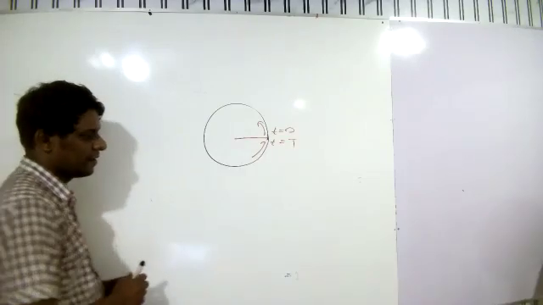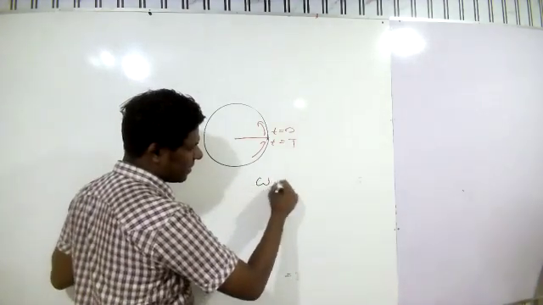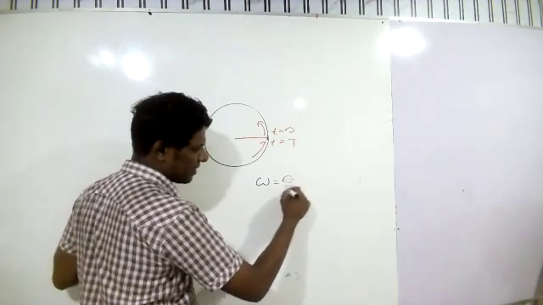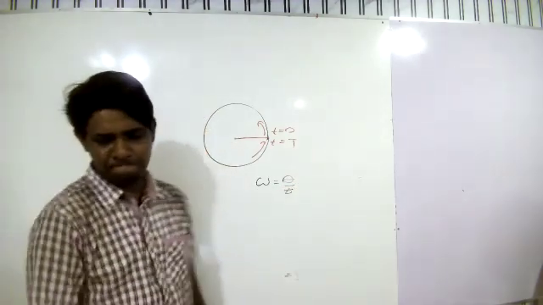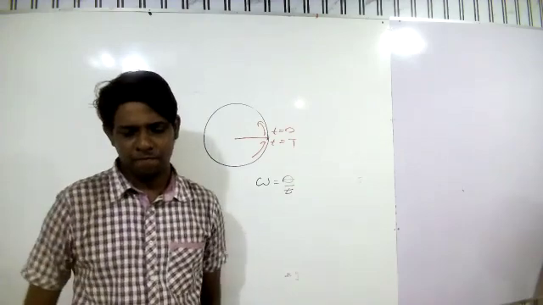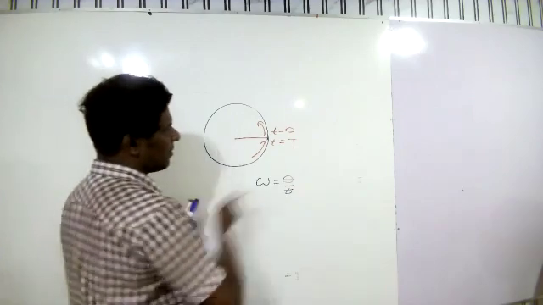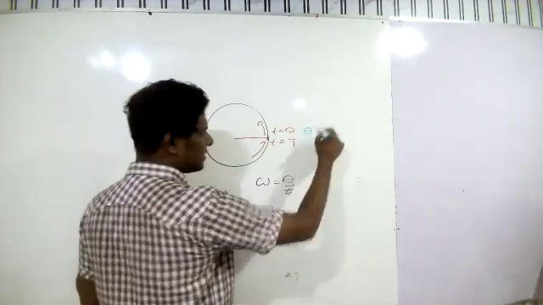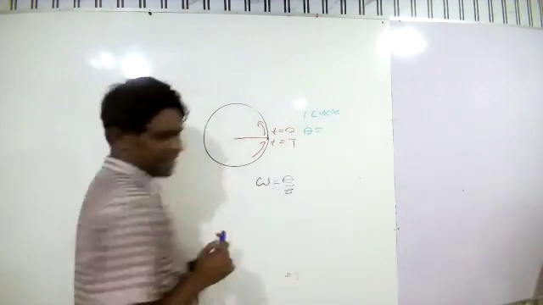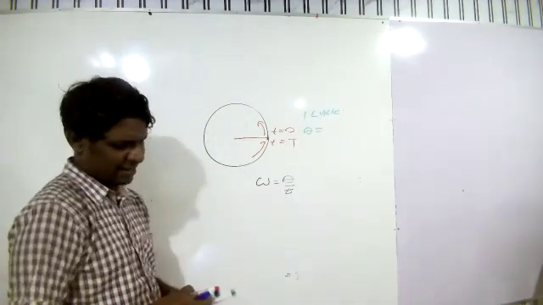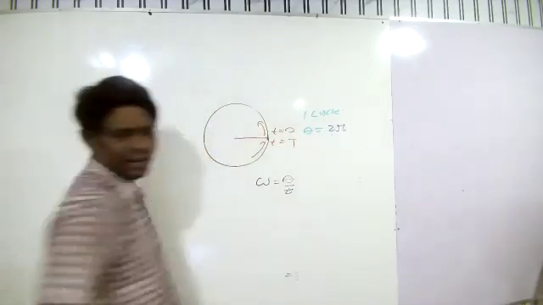Okay. Now have a look. We know that omega equals theta over t. Isn't that right? For this one cycle, what is the angle? Yes, here it is 2 pi. One cycle, 2 pi.